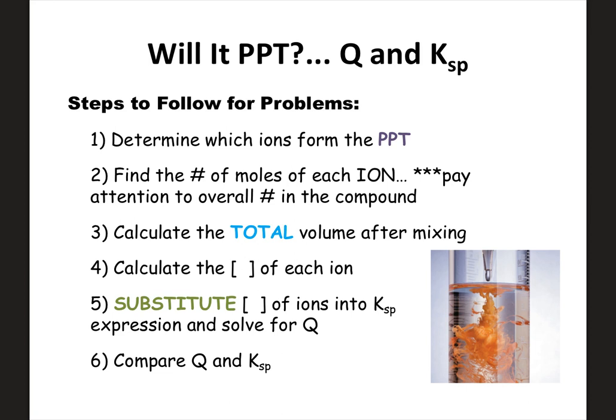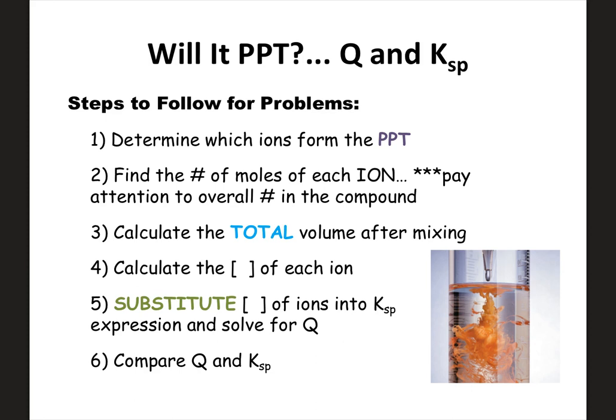So here's just an overview of the steps you will see in a will it precipitate problem. And I'm going to show you how to actually do one of these problems. So the first thing you do is you figure out which ions will actually form the precipitate. And then you need to figure out the number of moles of each of the ions in the precipitate. But you really do need to pay attention to the overall number of the ion in the compound that you're given. So that's something we've got to watch for when we're doing these problems.